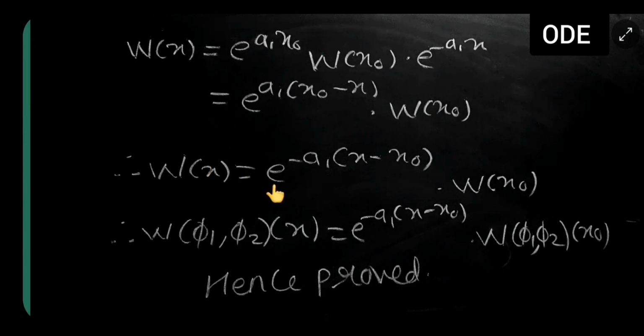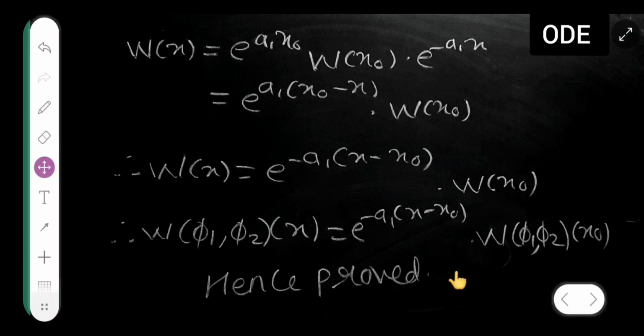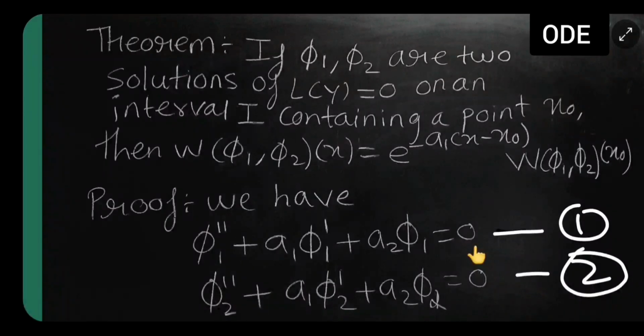Now W of x is equal to what? E raised to power of, I will take this minus outside, so minus A1. So I have to place this x this side and interchange, okay? X minus x naught into W of x naught. Now this is equal to what? This can be written as W of phi 1 comma phi 2 of x is equal to e raised to power of minus A1 into x minus x naught into this W of phi 1 comma phi 2 of x naught, hence proved. So finally we proved this, okay? This is equal to this.